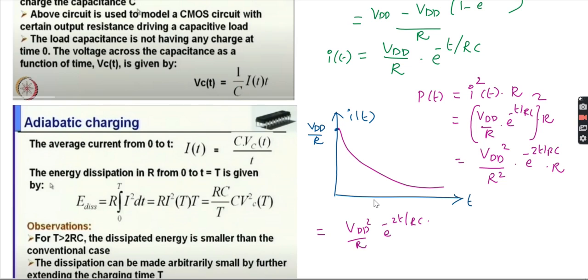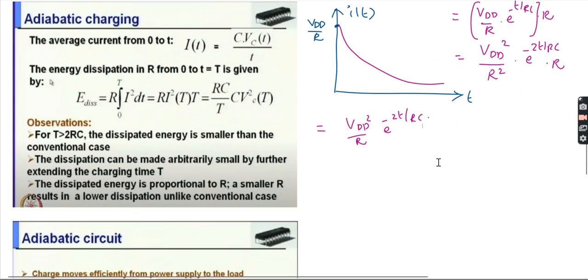This will be your power actually. So now let us see what will be the energy dissipation. Energy dissipation is nothing but the integral of power. Power is finite, right? So energy dissipation is taken from 0 to infinity of P of t into dt. That is the energy dissipation.